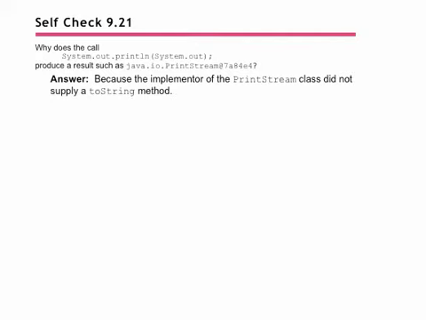So why does System.out.println(System.out) produce a result such as java.io.PrintStream@7a84e4? Because the implementer of the PrintStream class did not supply a toString method. So in the PrintStream class, there is not a toString method. Therefore, it's calling the toString method that is in the Object class. So that's why it just prints out the name of the library where it is and the class name and then the address.